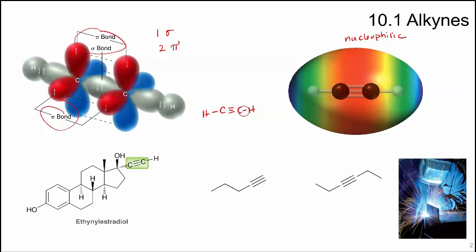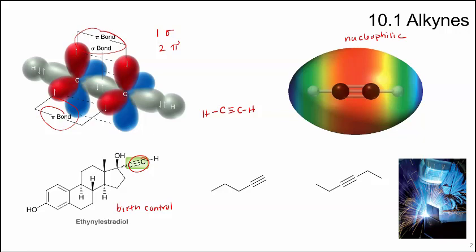Acetylene, which is shown here, is the most simple alkyne that you can have, and that is often used for blowtorches, and it's also used as a precursor for the synthesis of more complex alkynes. This ethynyl estradiol is an example of an alkyne as well, and that's in many birth controls.